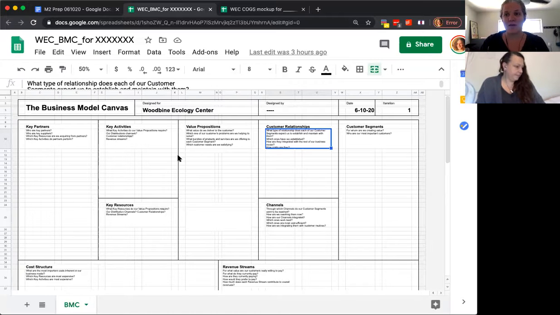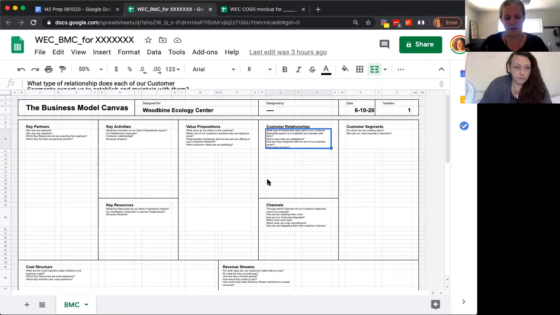like how do you communicate with your customers? How do you reach them? We touched on that, but we didn't really spend much time on that. So today we're going to look at the revenue streams and cost structure pieces of this document, and that'll form the bulk of the activity today. It's a tool.